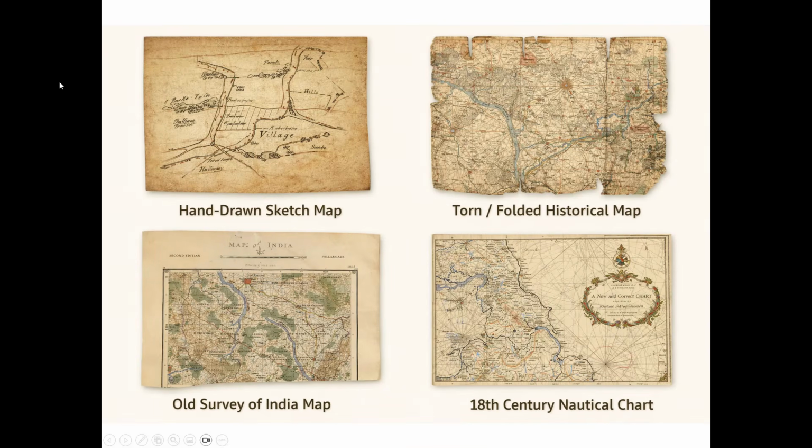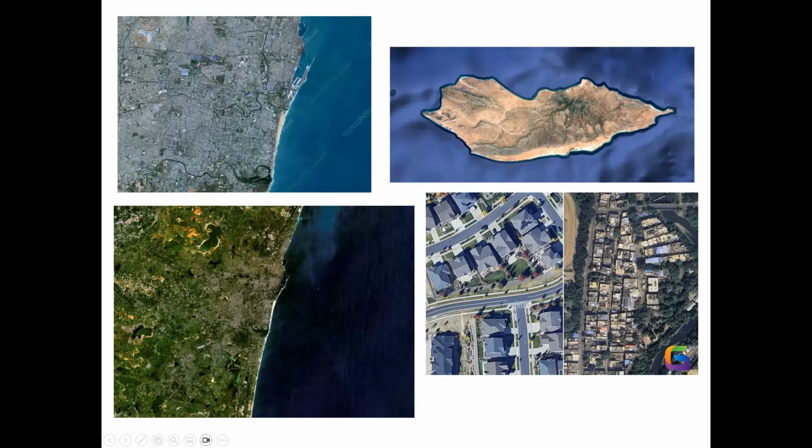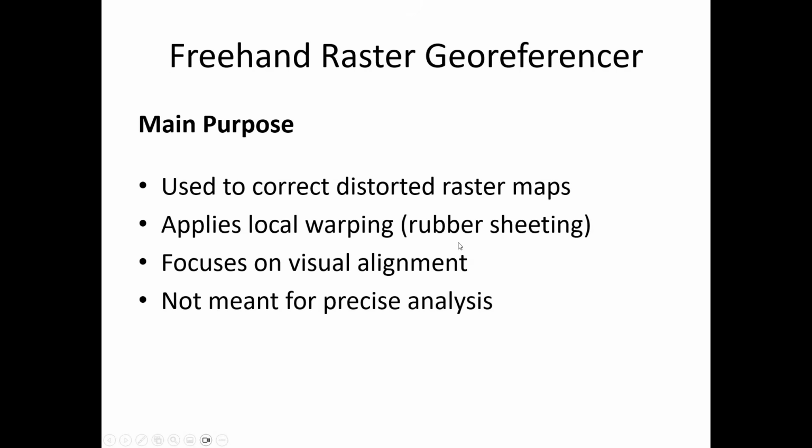So these are some examples of maps, old maps, and some examples of satellite images. The Freehand Raster Georeferencer's main purposes: it is used to correct distorted raster maps, applies a local warping, focuses on visual alignment, and is not meant for precise analysis.